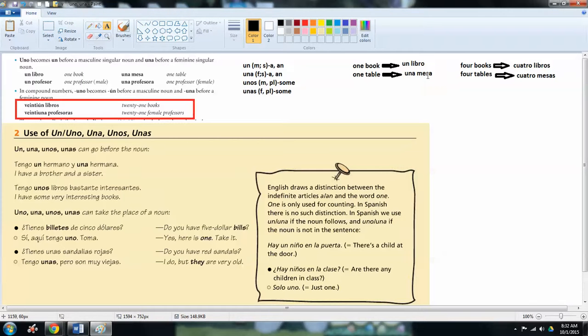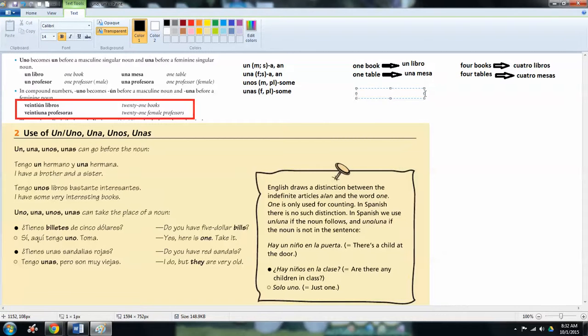One, when it's used as an adjective to tell how much of something you have, you're gonna change it either to un or una. It's gonna be un if what you have one of is something masculine. It's gonna be una if it's something feminine. This also goes for compound numbers. I don't know that those will come up in your chapter, but you might as well know it anyway.